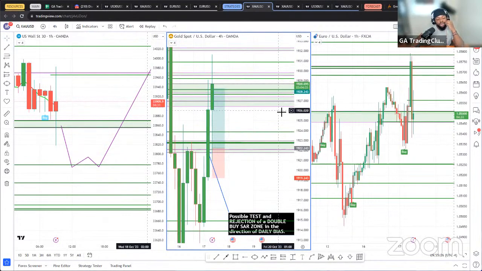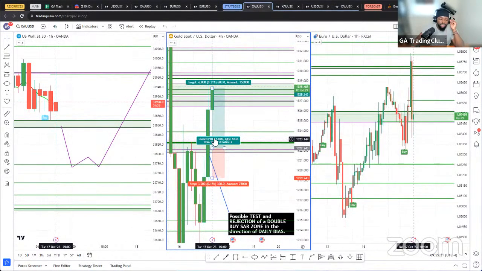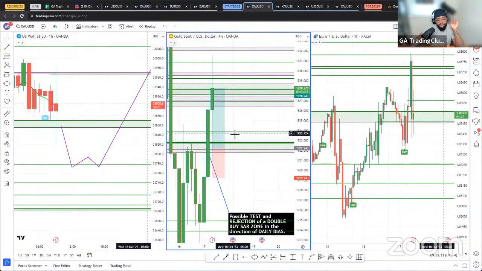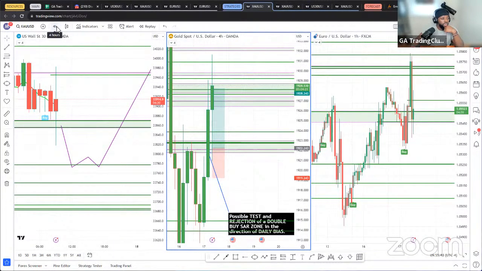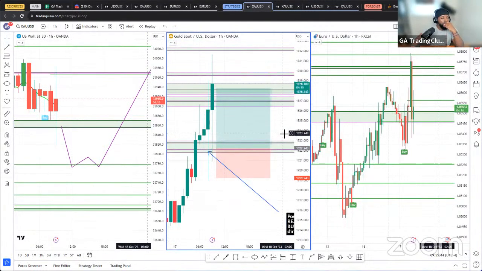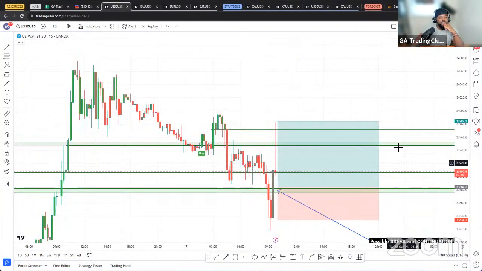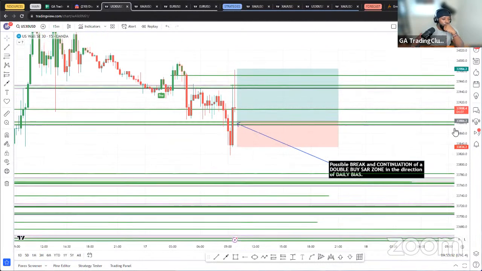So at 1 p.m. later on today, again, I'm hoping they bring gold back down to 1923. So that will be a nice buy on the 4-hour time frame. And also on that hourly time frame, it's still in that double SAR zone. All right, 4 minutes. Okay, so I like how they're bringing US 30 down.